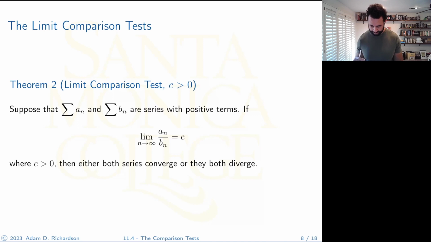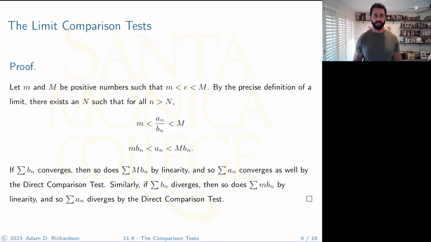All right? This one we're going to prove, because the proof is helpful, and the proof is good to think about so you can make sense of how it works. So here we go. We're going to let little m and capital M be positive numbers such that C is sandwiched between those two. We are allowed to do this because C is a strictly positive number. So the Archimedean property tells us that there is a number less than it that is positive, and there's a number bigger than it that is positive. So C can be sandwiched between these two numbers.